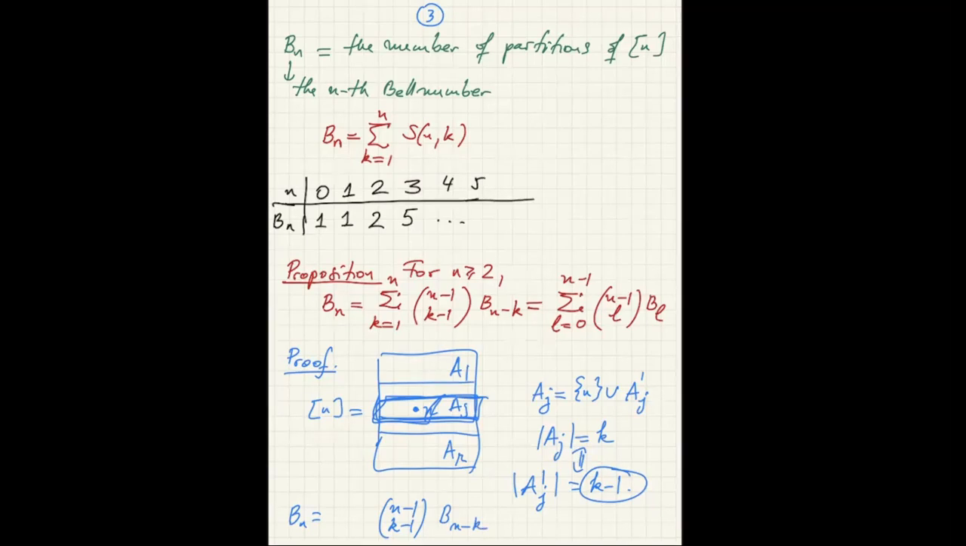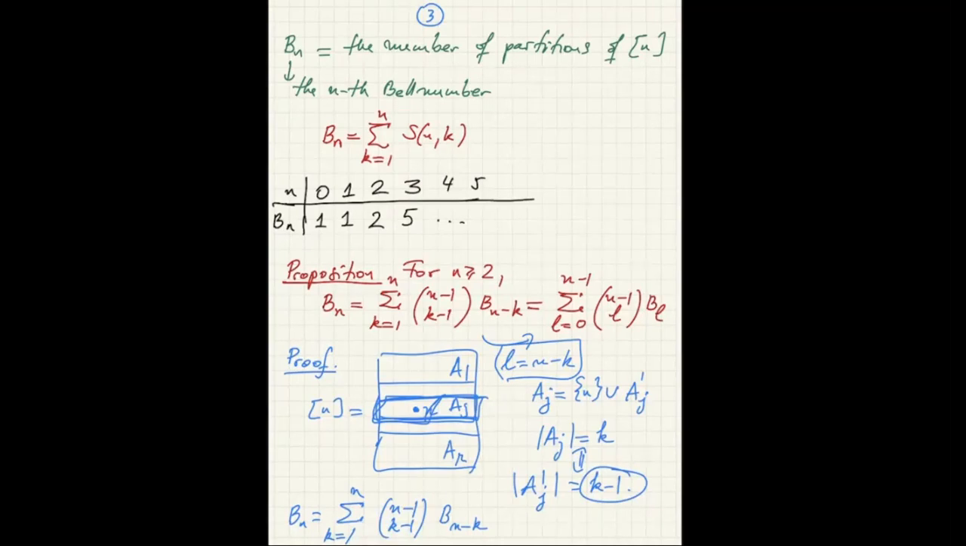Now, how big can k be? K could be as small as 1 in the case that the element n is by itself. So it can be a sum from k equals 1. And k can be as large as n in the case that the partition consists of only one block. So that's essentially the proof. And for the second one, it changed the summation from here to here. I think you denote L equals n minus k. And that gives the second result.